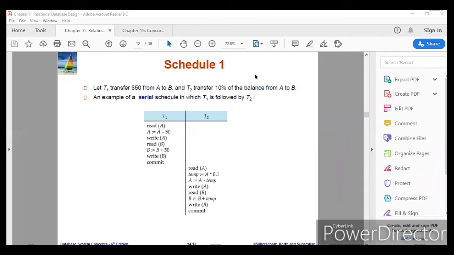So this is the example of a serial schedule. Serial means in sequence. The T1 transaction is first completed with the commit operation, and then the T2 transaction starts. So very simple. This is a serial schedule where one transaction completes, then the other starts.